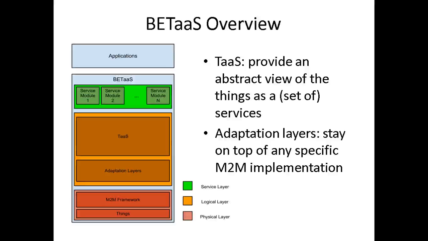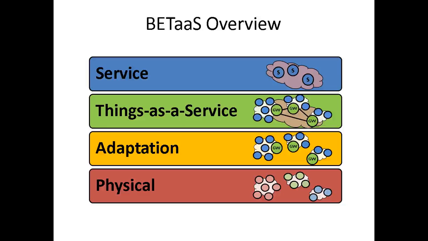Another thing to notice here is that the adaptation layers stay on top of any specific M2M implementation, meaning that we can have different communication protocols. So here we have another view of the architecture, starting from the physical layer where we have a different set of devices that cannot communicate between them, to the adaptation layer where we create a gateway for each of these sets of things, and to the TaaS part of the architecture where we join these gateways in order to have a single instance from which the services can take the information they need.